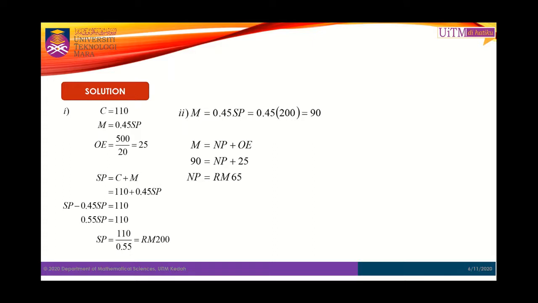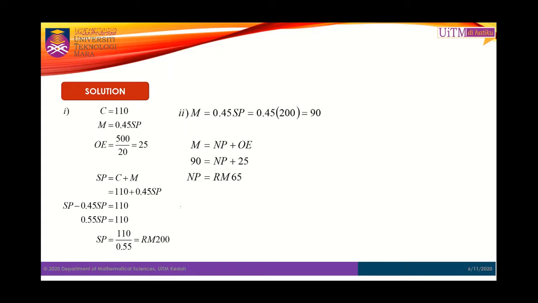So substituting this value in the gross profit formula, that is NP plus OE, you found that the net profit is equal to 65 ringgit. So that is the answer for the second part.